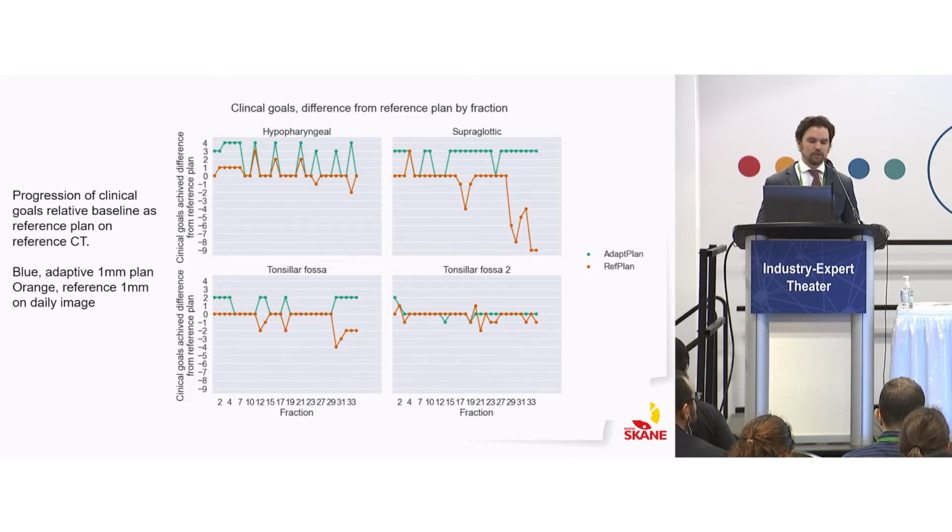It has to do with weight loss, and here you have the supraglottic, for example, which had the most weight loss of the patients, and so in the end they had a lot of clinical criteria that weren't fulfilled compared to the adaptive plan and the reference CT. So adapting the plan gives more robust results daily.